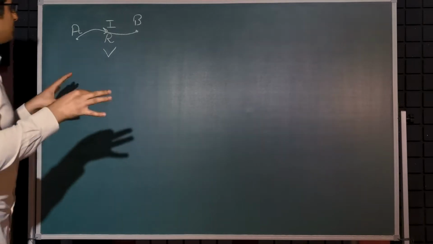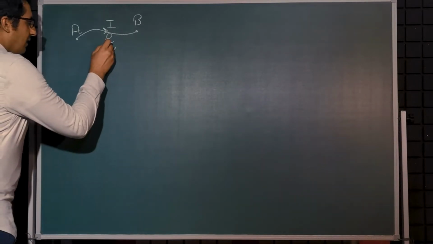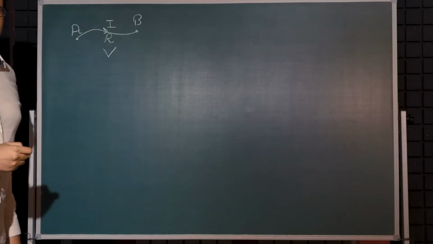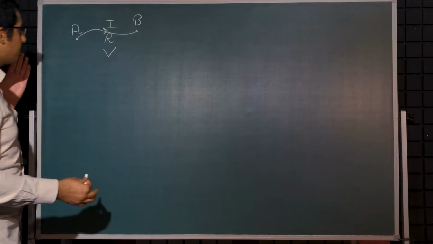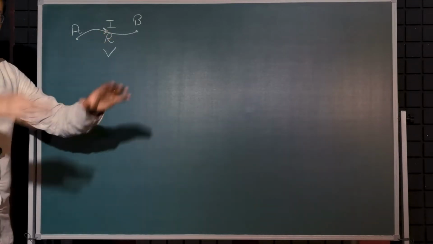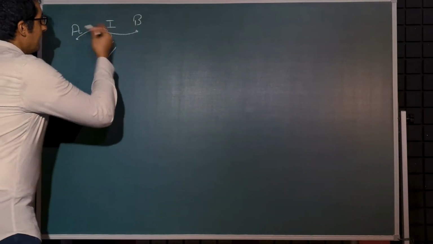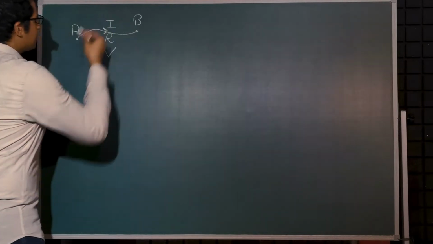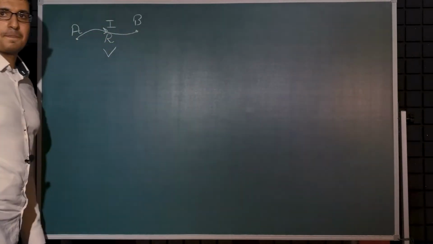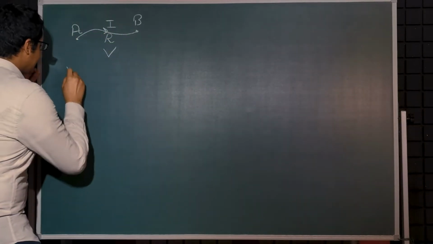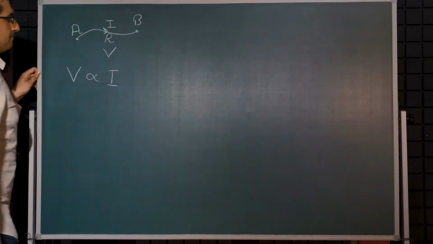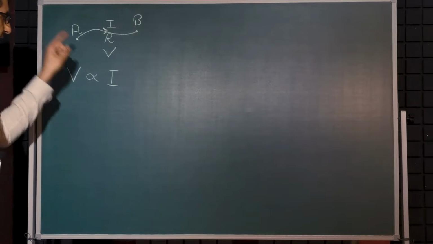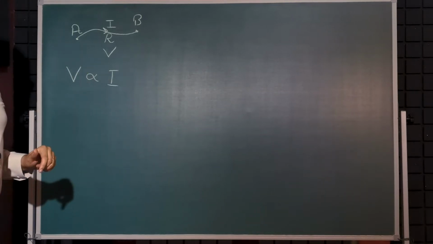And we can intuitively say that if R is high, then the voltage must be high, because the energy that we have to push through this path should increase to let this current flow from A to B. Therefore, we can intuitively say that V will be proportional to I. As the voltage increases, current will increase.